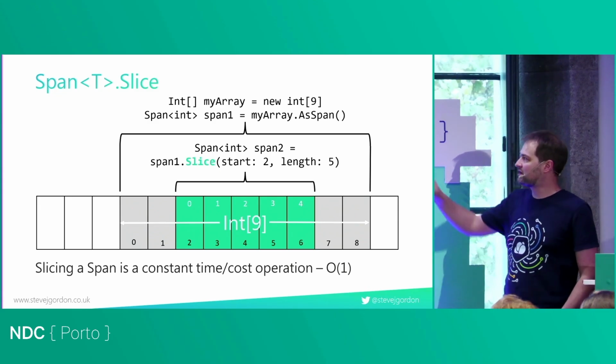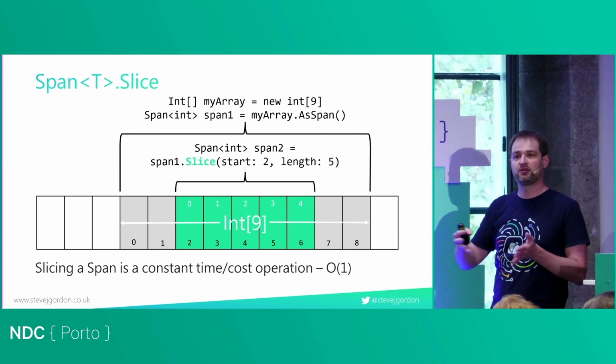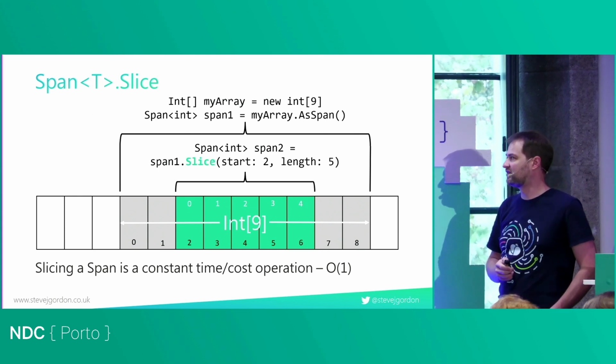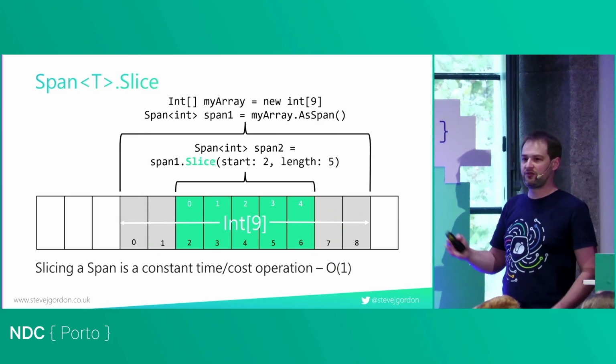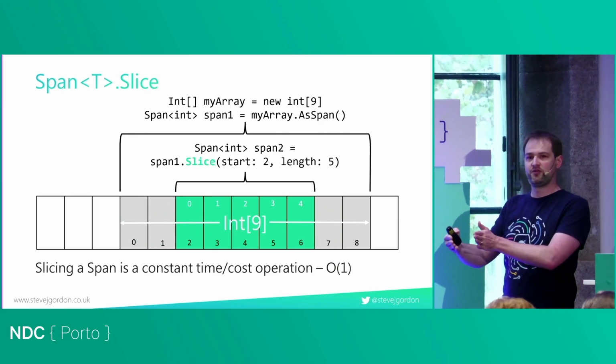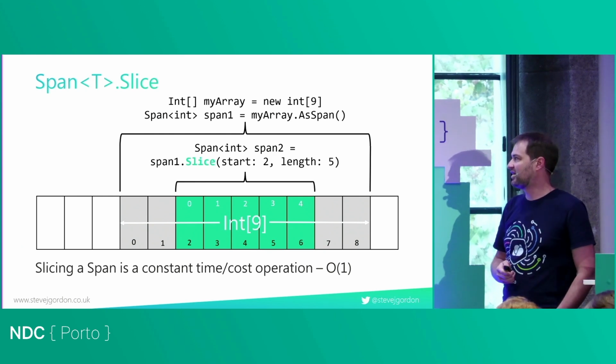So it doesn't matter if this array is 9 elements or 9 million. The cost of slicing into it for any length is pretty much exactly the same each time. And that makes it very powerful. Because we're never copying anything, we're basically just holding a pointer within that memory portion. And then the length, that's pretty easy to maintain.